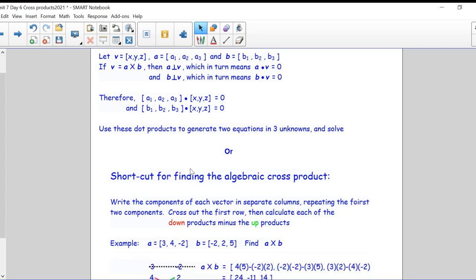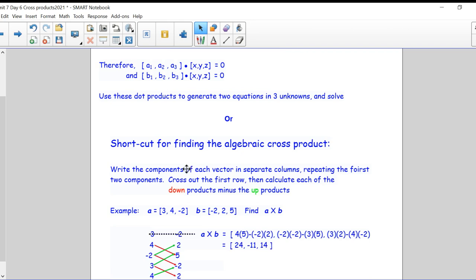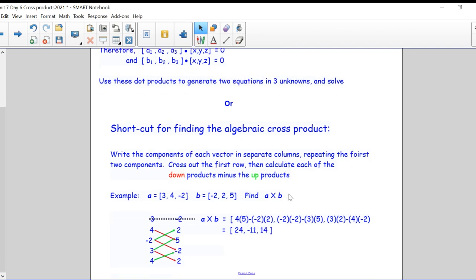All right. Now, a shortcut to find the algebraic cross products. I'm going to go through what he just did, and then I'm going to show you what I consider to be the better way to do it. So this is the way to get it for algebraic vectors. Write the components in separate columns, right? He did it going across, I think, but I'm going to do it in columns. So it's 3, 4, minus 2, that's one vector. And the other vector is minus 2, 2, 5. And I want to find A times B.